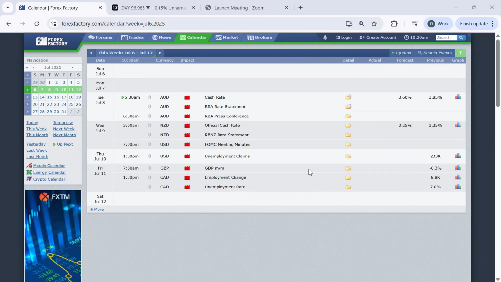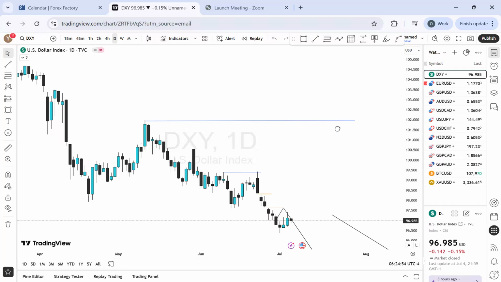On the Friday, we have three news coming up on two currencies, which is the 7 a.m. for the Great Britain pound coming to focus on the GDP month by month. And 1:30 p.m. Nigerian time, we have the Canadian dollar coming up for the employment change and unemployment rate. And this data will also impact how we see the market for the new week.